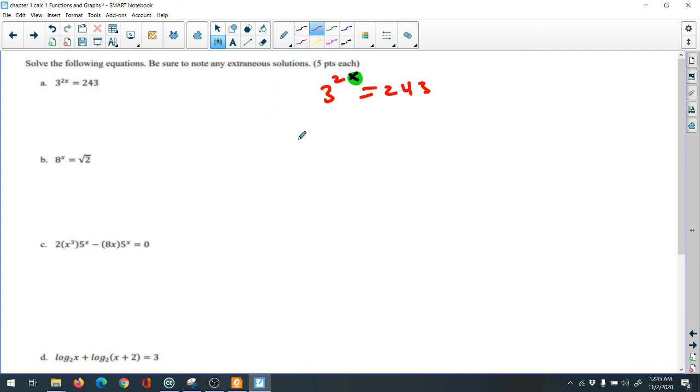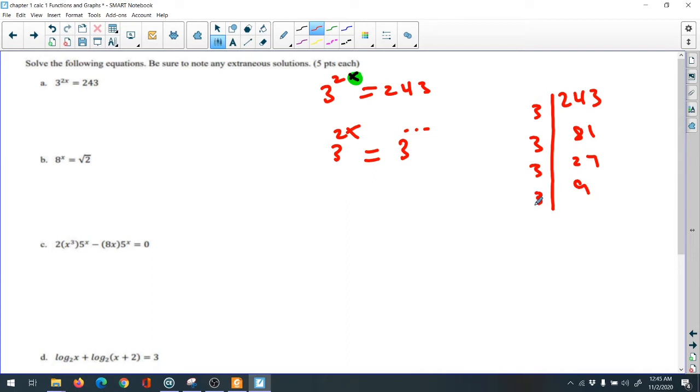Okay. So the left side has base of 3, the right side doesn't have base of 3. So we're going to convert the right side to have base of 3. 243 is 3 exponent something. How to find that? If you don't have a calculator, I wish not to use a calculator in this case. You divide 243 by 3, it's 81, divided by 3 is 27, divided by 3 is 9, divided by 3 is 3, divided by 3 is 1. How many 3's do we have? 1, 2, 3, 4, 5. We have five 3's.